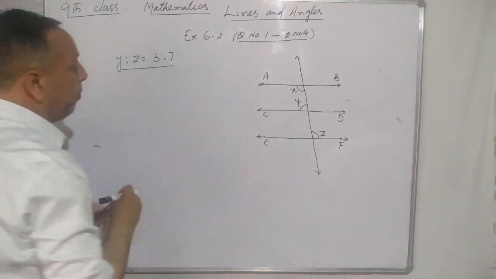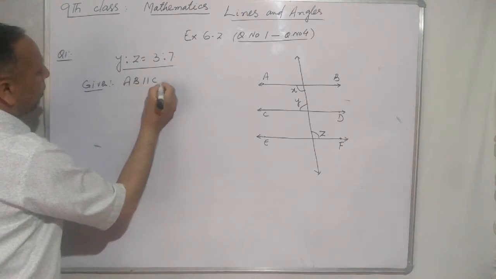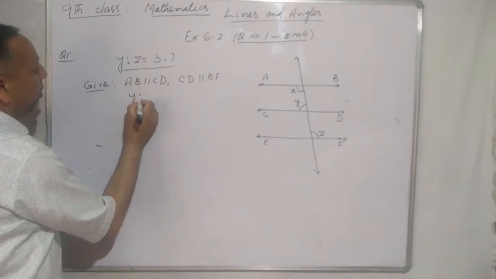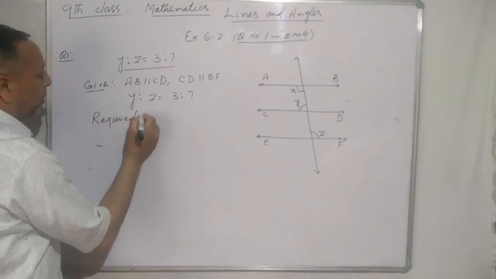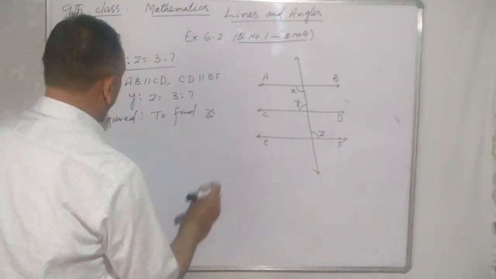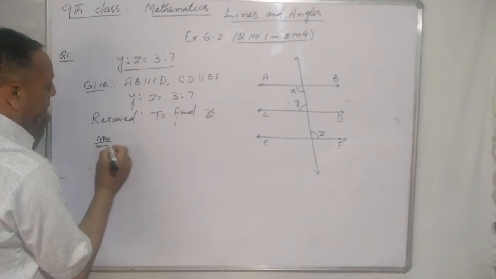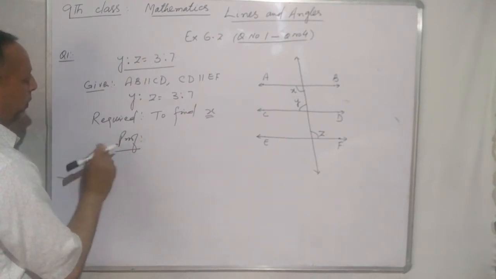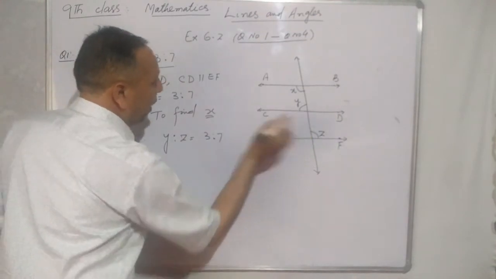Now, given is that AB is parallel to CD and CD is parallel to EF. Y is to Z is 3 is to 7. We have to find X. Proof: Y is to Z is equal to 3 is to 7.